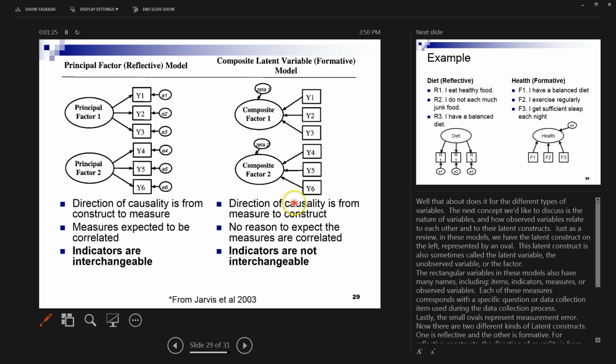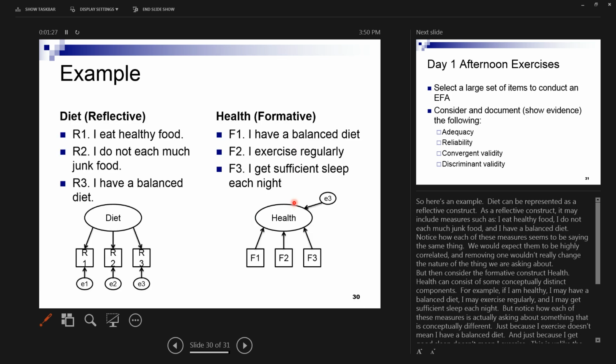So here's an example. Okay, a reflective construct called diet, where all these items should be interchangeable, right? I eat healthy food, I do not eat much junk food, I have a balanced diet. These are all asking sort of the exact same thing. And if I do one of them, I'm going to do the other one. If I eat healthy food, I'm going to have a balanced diet. If I have a balanced diet, I'm not going to eat much junk food. They're all interchangeable, asking the exact same thing.